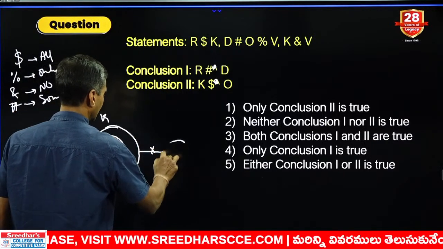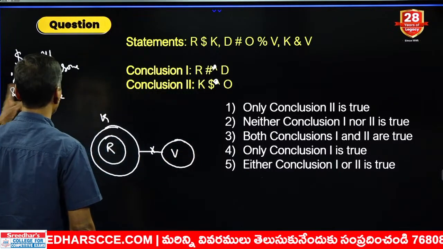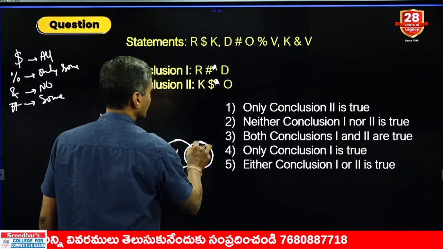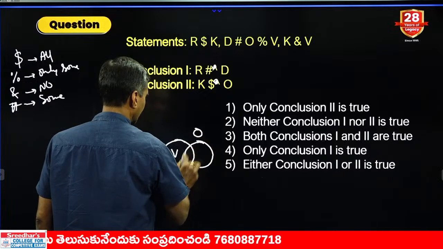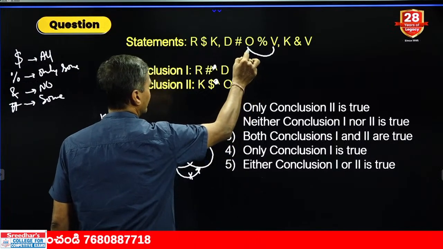No intersection between K and V. And next one, O percentage V. O percentage V means only some O's or V's. Isn't it? That means this entire V cannot be a part of O. V cannot be part of O.